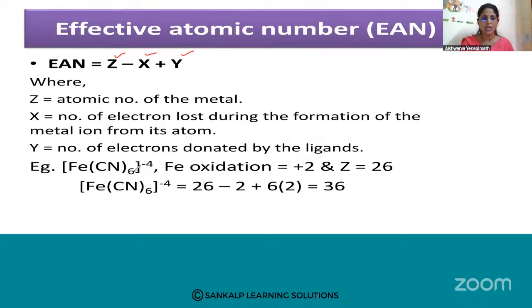You can see Fe(CN)6 4-. If you want to calculate the EAN of this, the Fe oxidation state is plus 2. What is Z? It is the atomic number. What is the atomic number of Fe? 26. Let's calculate. 26 minus oxidation state 2, plus the number of electrons donated by the ligands. 2 electrons per ligand. How many ligands are there? 6. So 6 into 2 is 12. Calculate it and you will get the answer, that is 36.